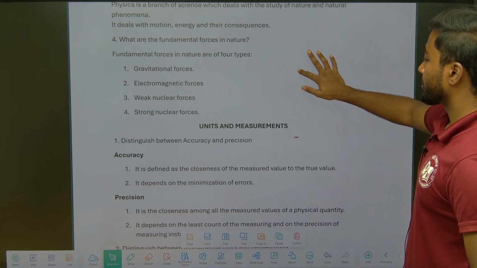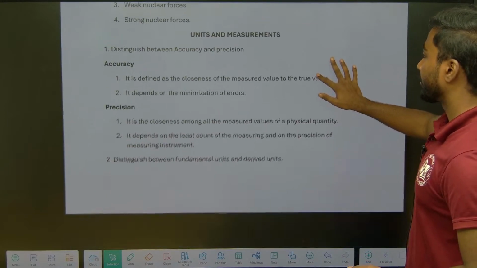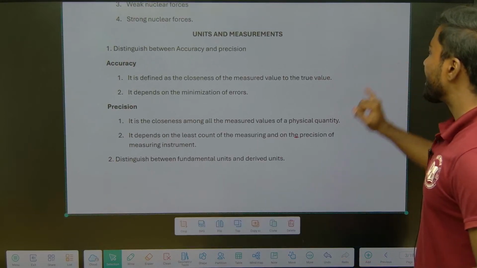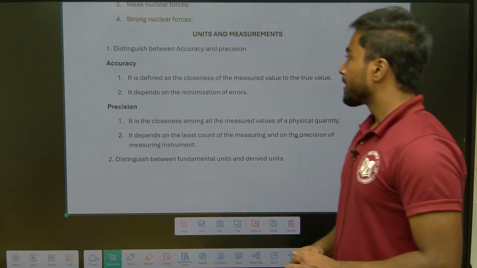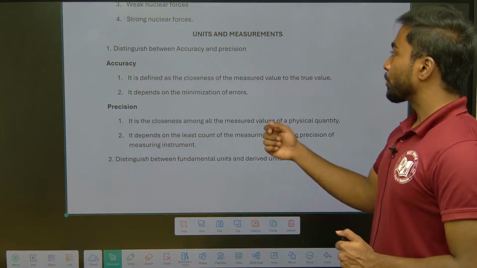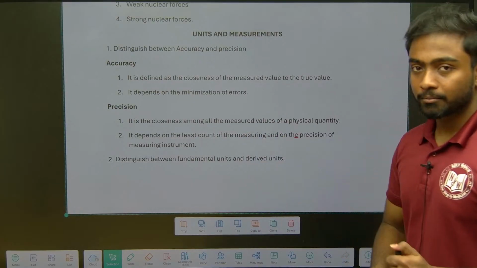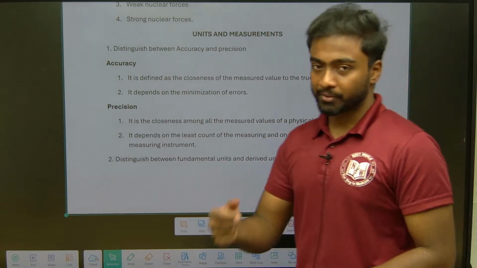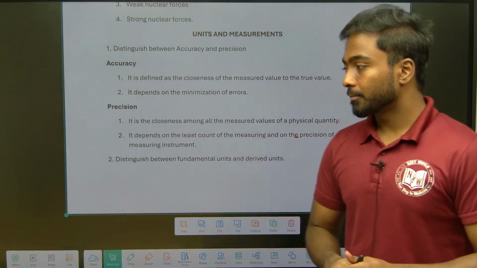So the first question of the next chapter, like before, I'll tell you the chapter: it is units and measurements. The first question is, distinguish between accuracy and precision. What is the meaning of accuracy and what is the meaning of precision? We need to differentiate them.